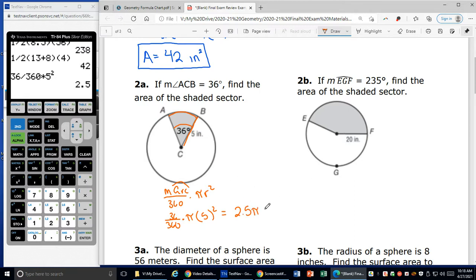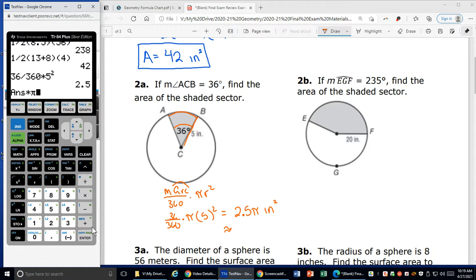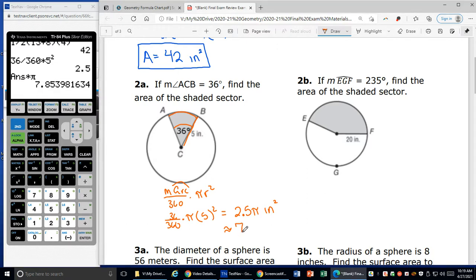And I'm using inches squared because it's area. If it's multiple choice on the actual test, it's nice to have both the exact and approximate answers. That way, if I don't see a 2.5 pi, I know I can find the approximate answer. I'm going to take 2.5 times pi, and I get 7.854 square inches. There are my exact and my approximate answers to number 2A.